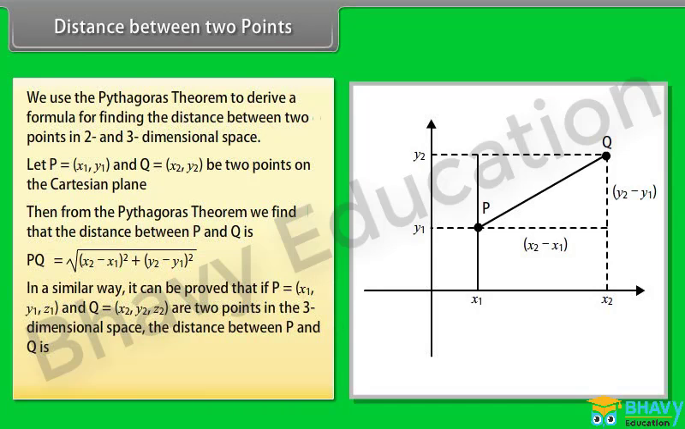In a similar way, it can be proved that if P = (x1, y1, z1) and Q = (x2, y2, z2) are 2 points in the 3-dimensional space, the distance PQ is equal to the square root of (x2 - x1)² + (y2 - y1)² + (z2 - z1)².